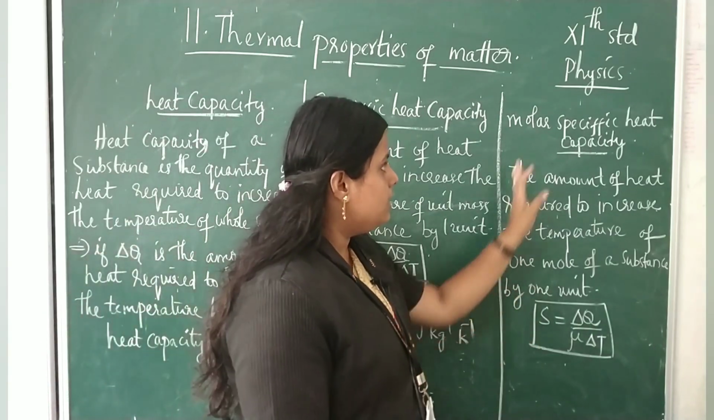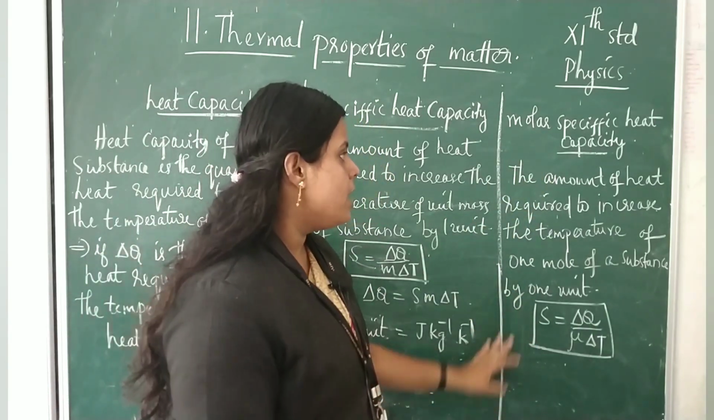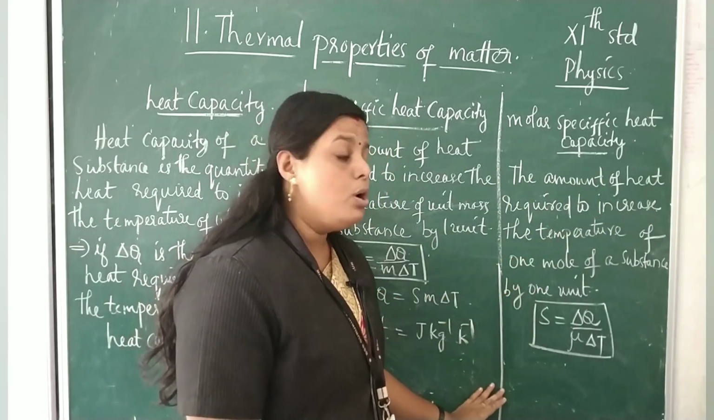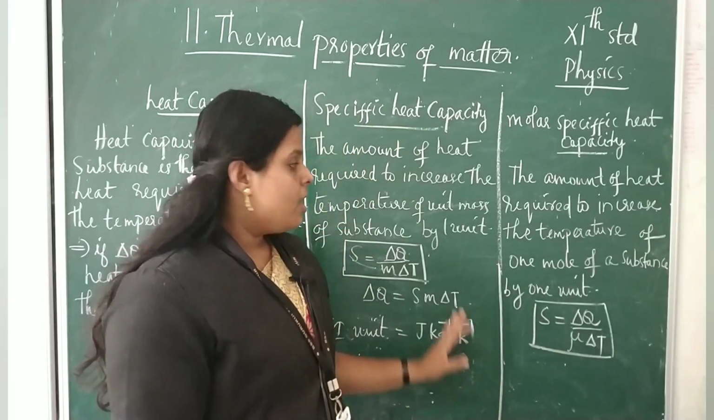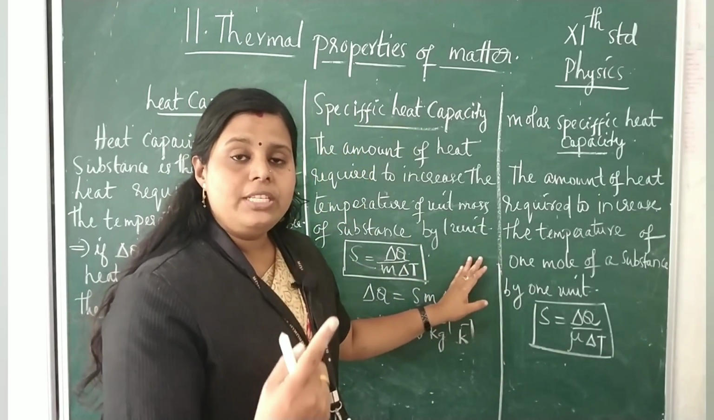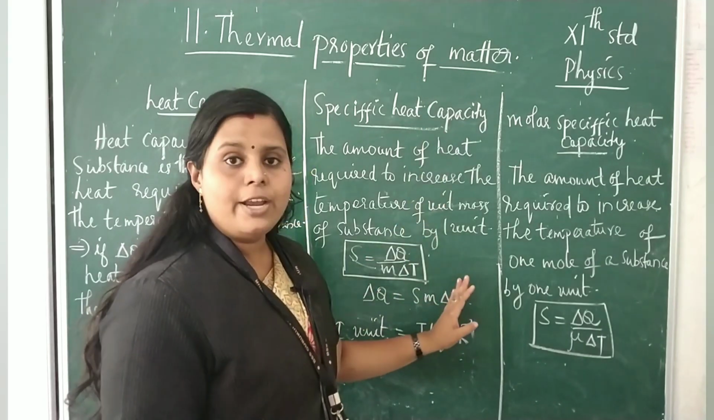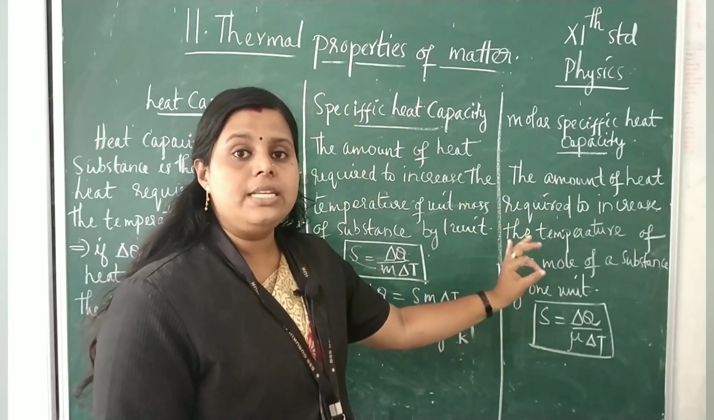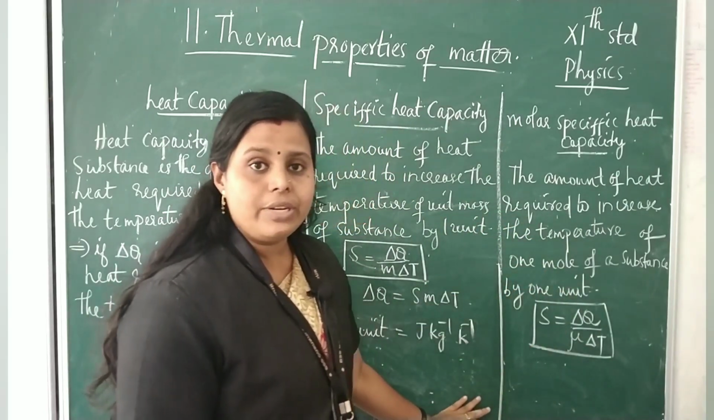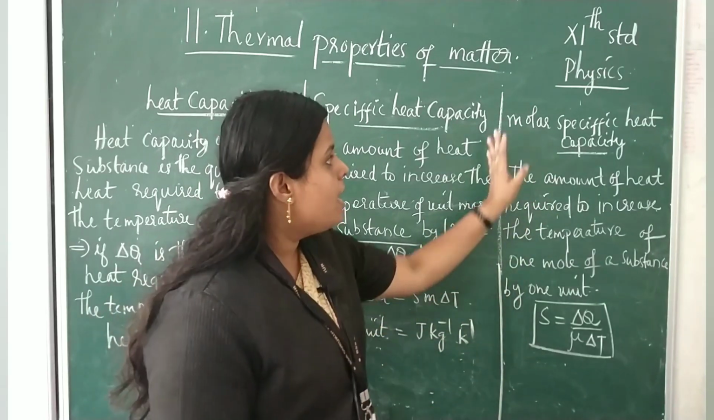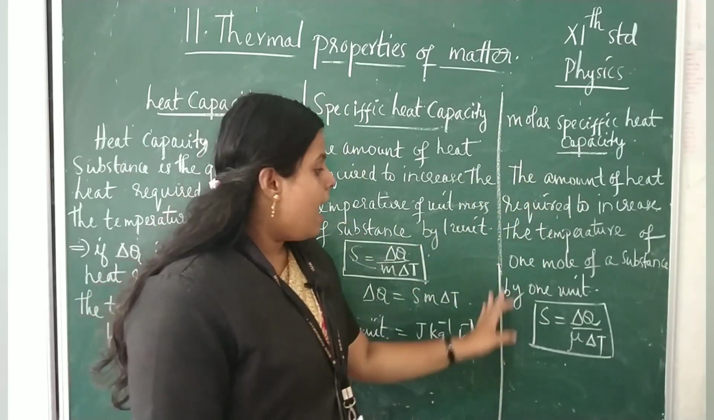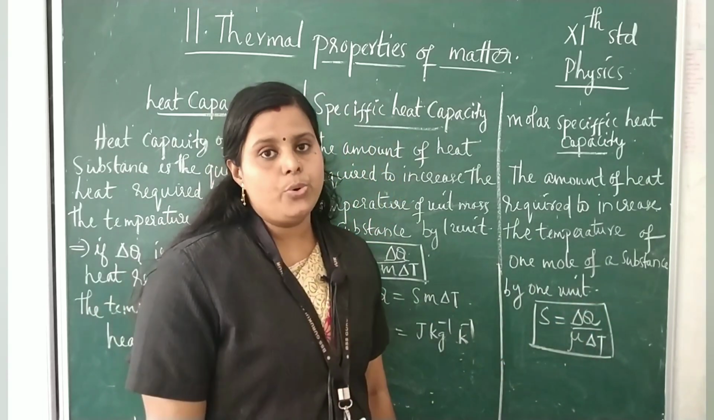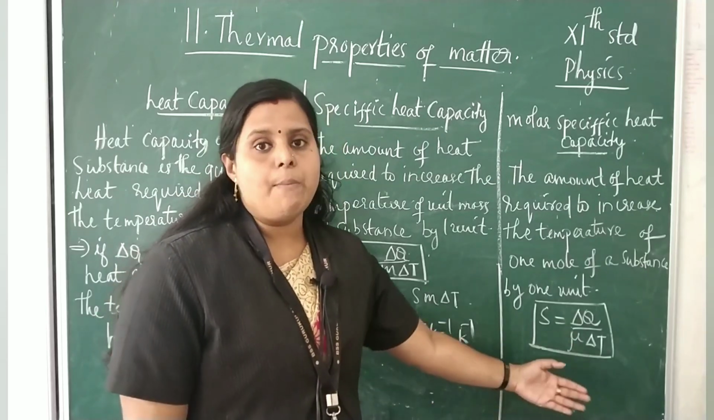Now the third term, that is molar specific heat capacity. The amount of heat required to increase the temperature of 1 mole of a substance by 1 unit. Specific heat capacity was the heat required to increase the temperature of unit mass of a substance by 1 unit, right? Here the difference is that it is 1 mole of a substance. That is molar specific heat capacity. And in this case S is equal to delta Q divided by mu into delta T, where mu is the number of moles.